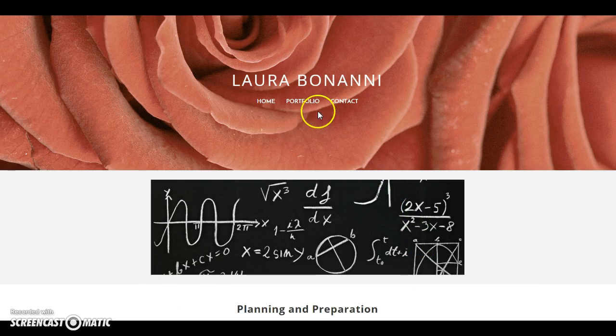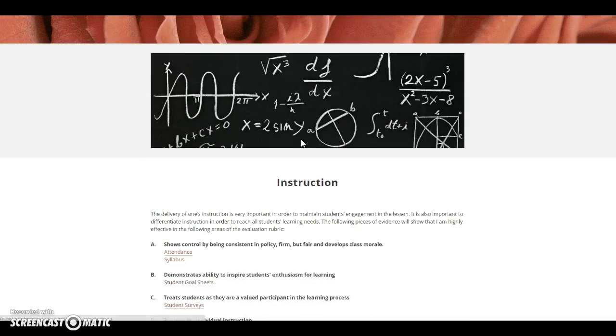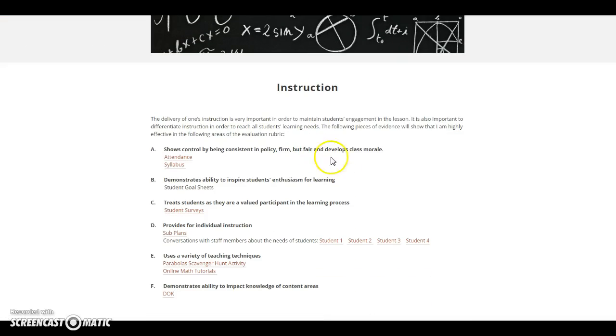The next page, when you scroll up, you see is the instruction page. And this also has the same format. This was one of the pages that I lacked some evidence in B and in F. So this is where the subject matter experts really helped me find some evidence that I could put there.